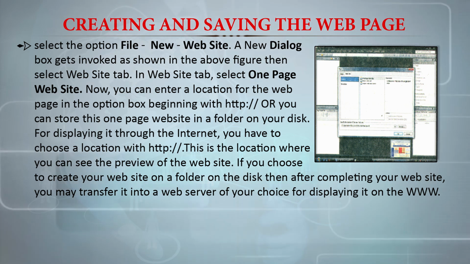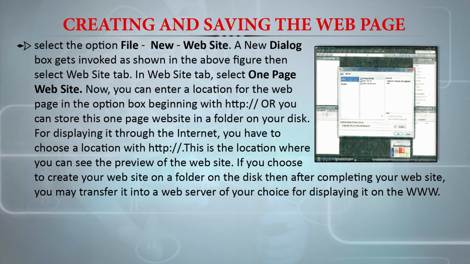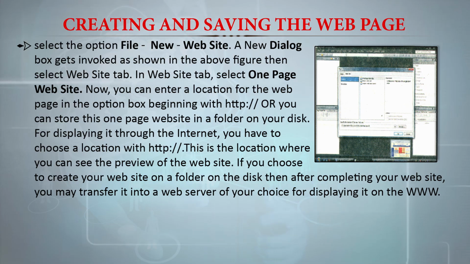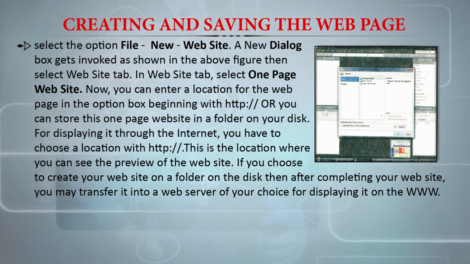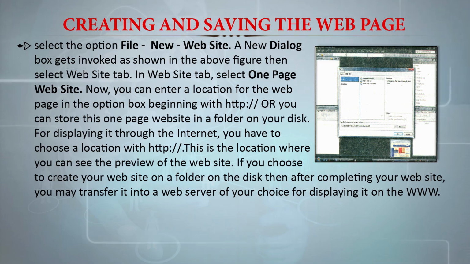Now we can enter a location of the web page in the option box beginning with, let me say, http://, or we can store this one page website in a folder on the disk. For displaying it through the internet, you have to choose a location with http://. This is the location where you can see the preview of the website. If you choose to create your website in a folder on the disk, then after completing your website, you may transfer it to a web server of your choice for displaying it on the World Wide Web.